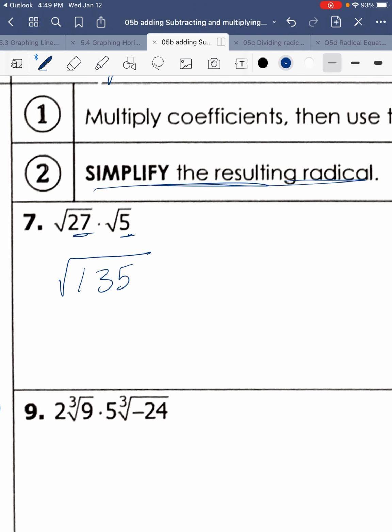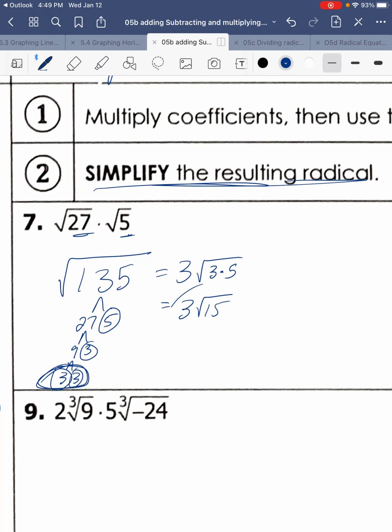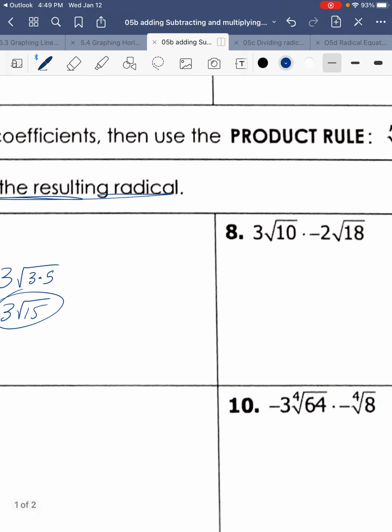And let's simplify that. I just felt like I just did this on the last video. 27 and 5, 9 and 3, 3 and 3. And it's a square root, so pairs, there's only one pair. And the 3 times 5 is going to be left over, so it's going to be on the inside. And 3 times 5 is 15. And there you go, there's your final answer.